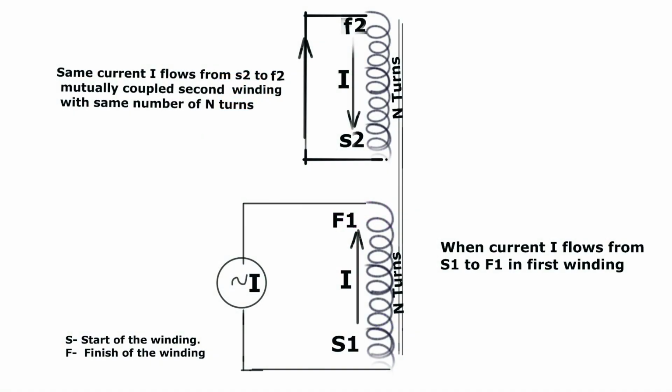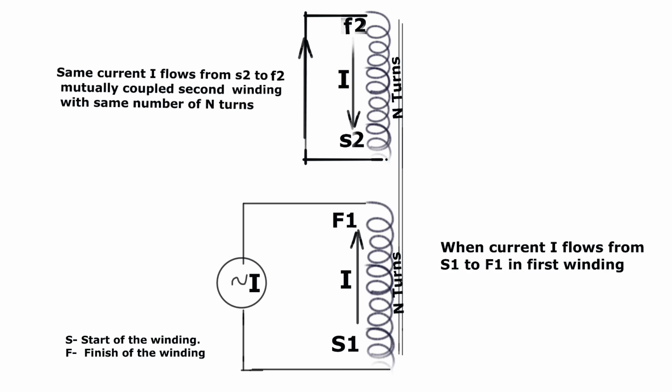Let us start with a simple two-winding transformer. Here on the same limb of the core, two windings of equal number of turns have been inserted. The winding start is S and finish is F. So for winding number 1, the start is S1 and finish is F1. Winding number 2, the start is S2 and finish is F2. Let us short S2, F2.